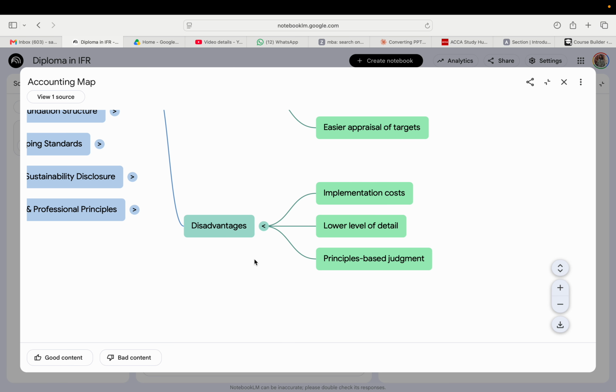Disadvantages, on the other hand: implementation cost. Yes, there is an implementation cost of implementing IFRS. It's not cost free, it's costly. Then the level of detail is lower compared to US GAAP, because US GAAP is very rule based, whereas IFRS is principle based on a conceptual framework. Next is principle based judgment. Because it's principle based, everyone might have their own interpretation, right, leading to more chaos.